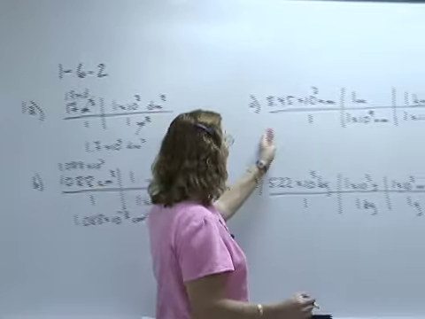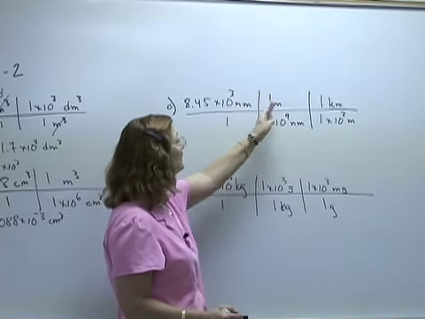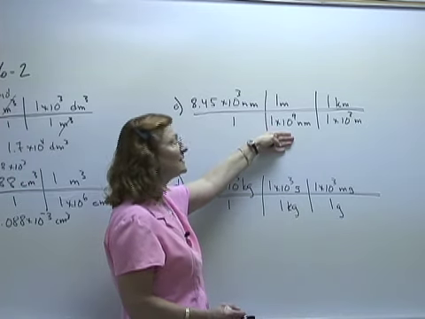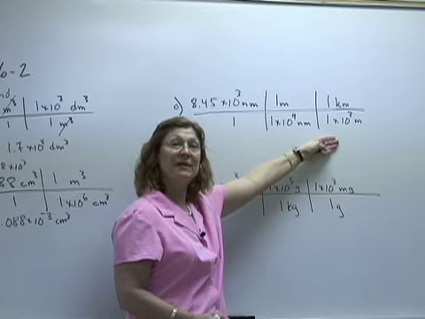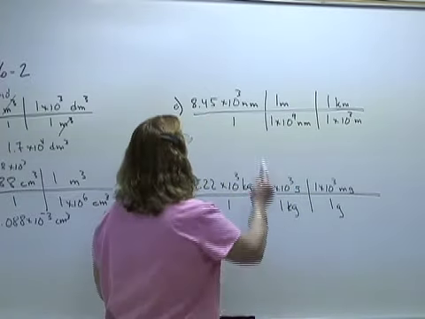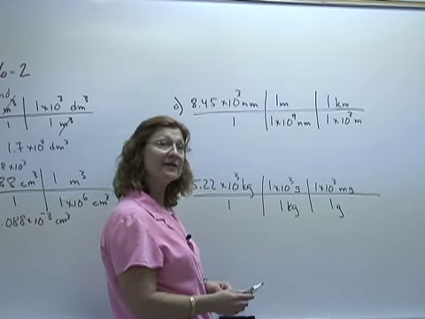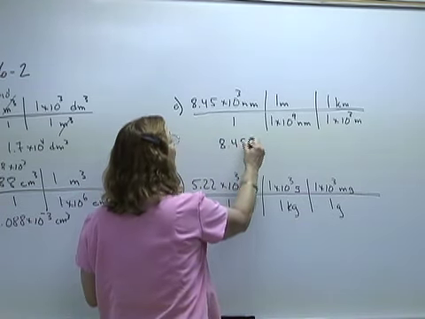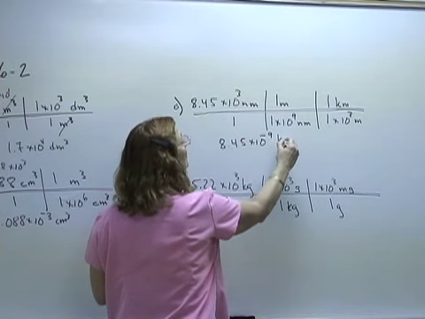For C, I have to go to my base unit first, and I go to meters, and then I go to kilometers. Well, I know that there are 10 to the 9th nanometers in a meter and 10 to the 3rd meters in a kilometer. So 3 minus 9 is minus 6. Minus 3 is minus 9. So the answer is 8.45 times 10 to the minus 9 kilometers.